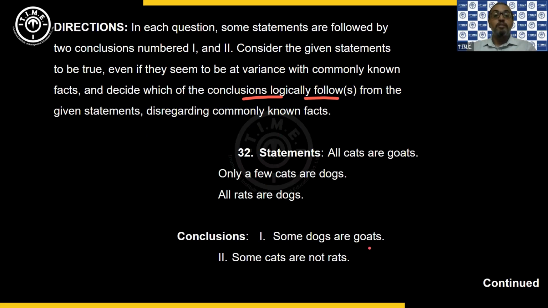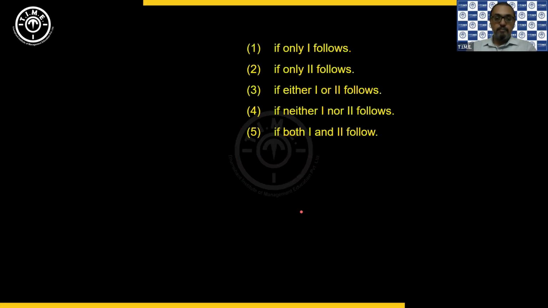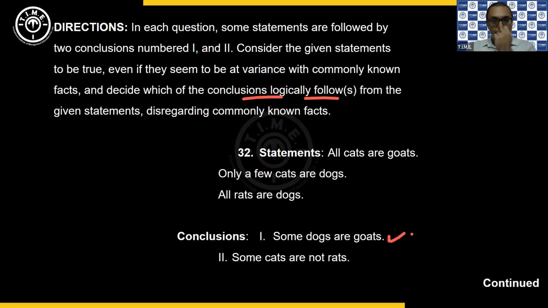First one is some dogs are goats. Are some dogs goats here? Yes, you have an overlapping. So it is a positive conclusion, satisfies your basic diagram. So you say follows. So 1 follows.